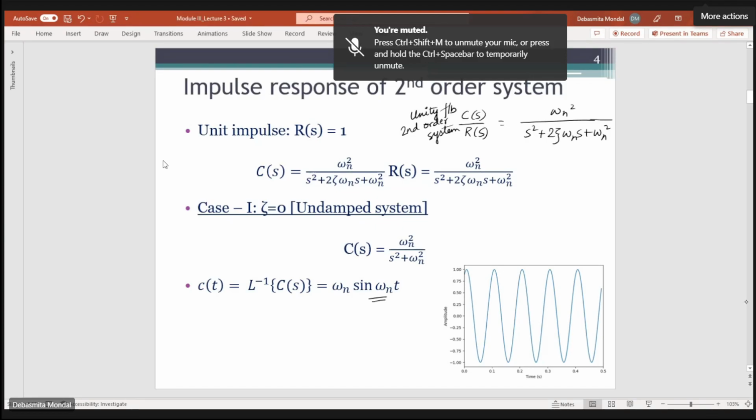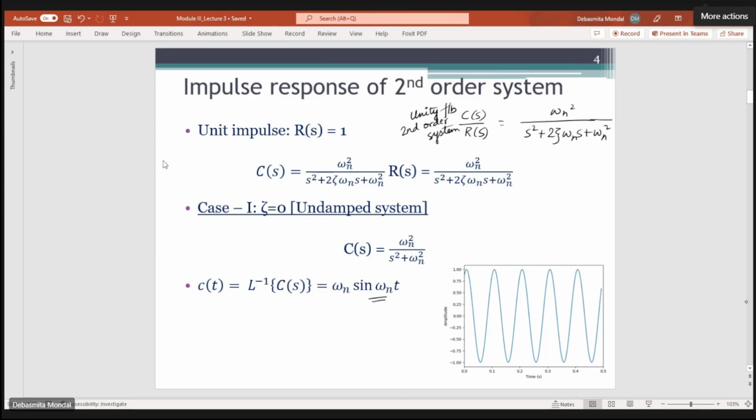If you want to see what the transient is, in this case you see that the transients do not die down with time. So this value of sine omega n t is not equal to 0 as t tends to infinity. That means the system will not reach a steady state as such, and the system will have a continued or sustained oscillation throughout time.